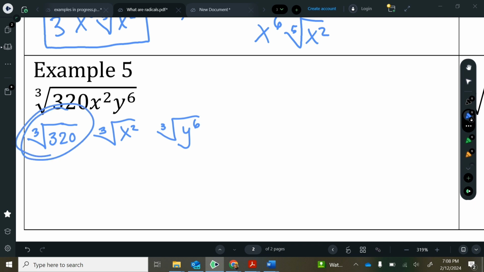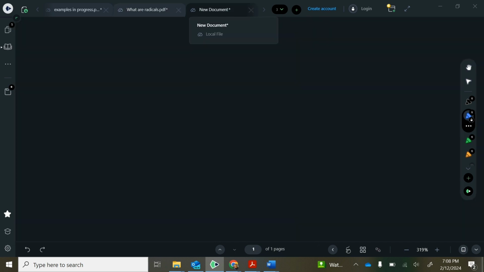And let's start right here. Cube root of 320. Let's see here.